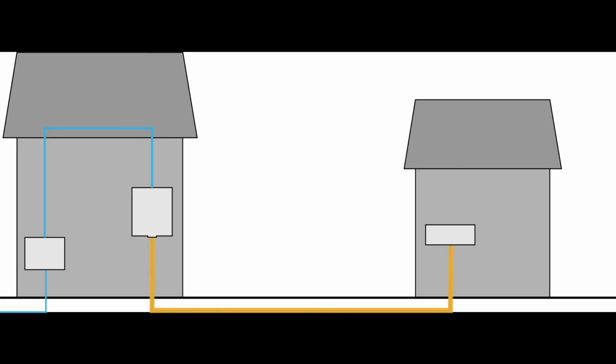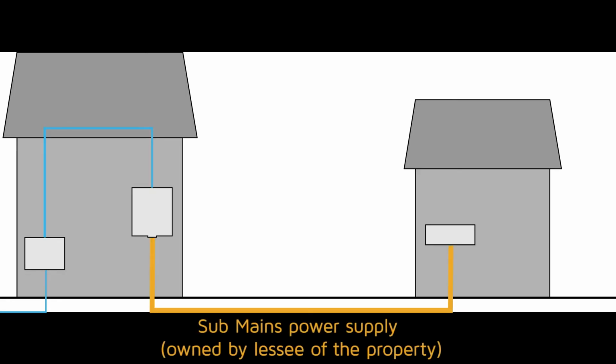When adding a detached addition that does not share a common wall or floor system, the power supply to the new development is provided through what is known as the sub-mains power supply. This is an underground cable between the new building and the existing building that includes the meter box. The cable is connected to a sub-mains distribution board in the new building.